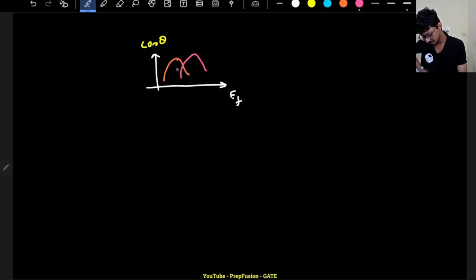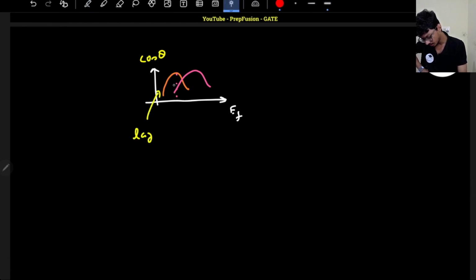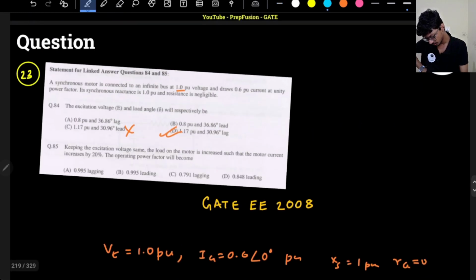This is the nominal. Previously this was my nominal excitation, and I know that on the left hand side I will always have lagging. Previously this point was the nominal excitation for the graph P1. Now the load has increased to P2, so it is cutting on the left hand side of the nominal excitation for the graph P2, so it is lagging. So the current will now be lagging.